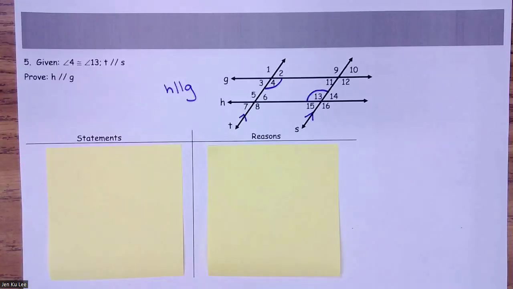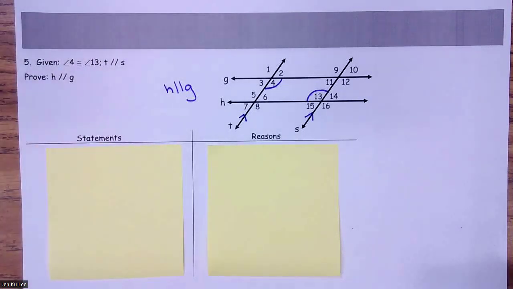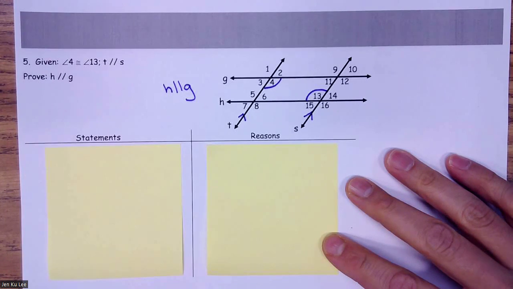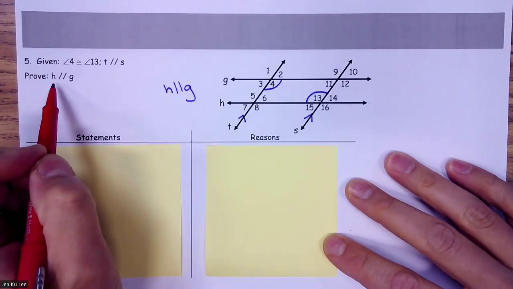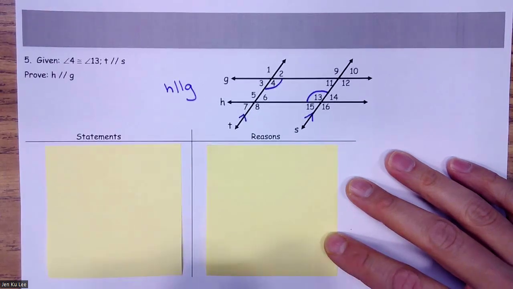So welcome back, everybody. This is the extension of last lesson on proofs. This is part two. So we have this proof, and we left off by saying how we can prove it. And so here, if we have to prove that H is parallel to G, remember how to prove that.